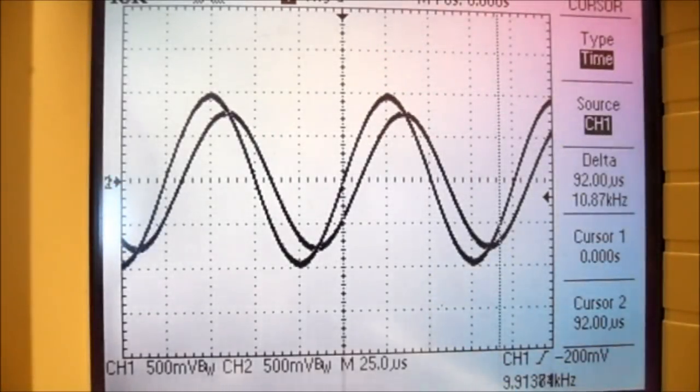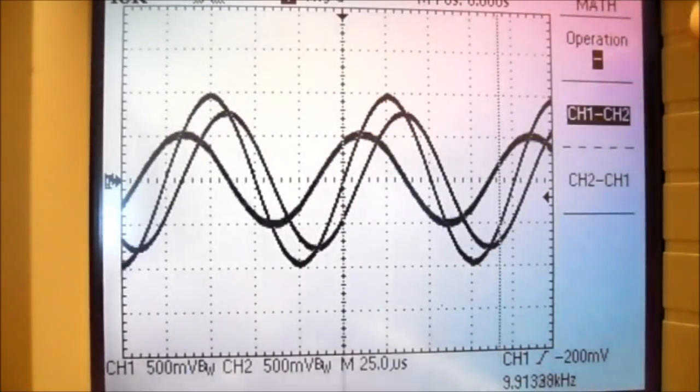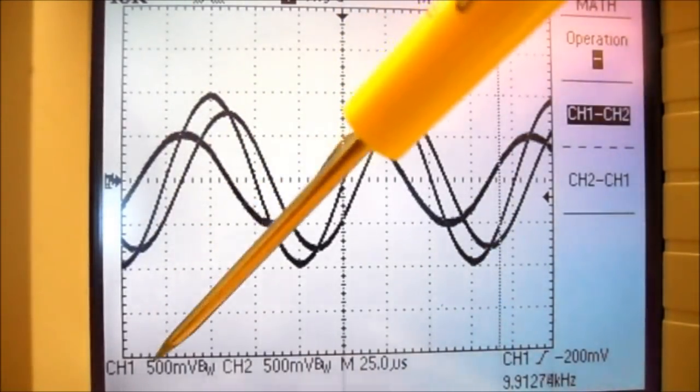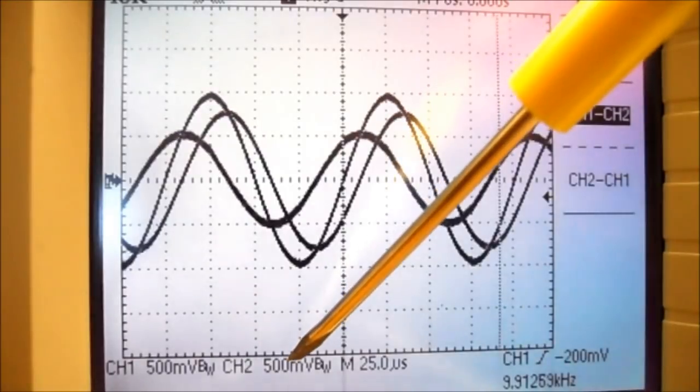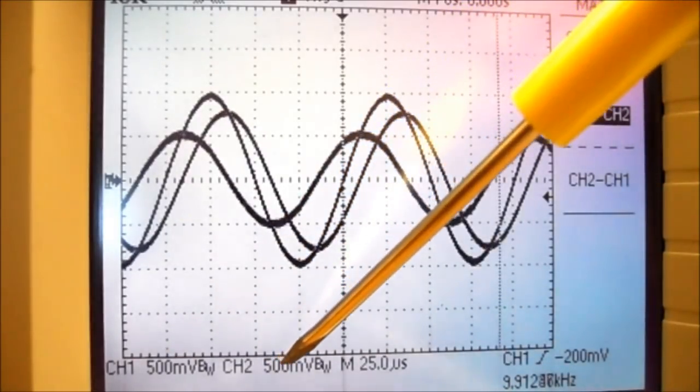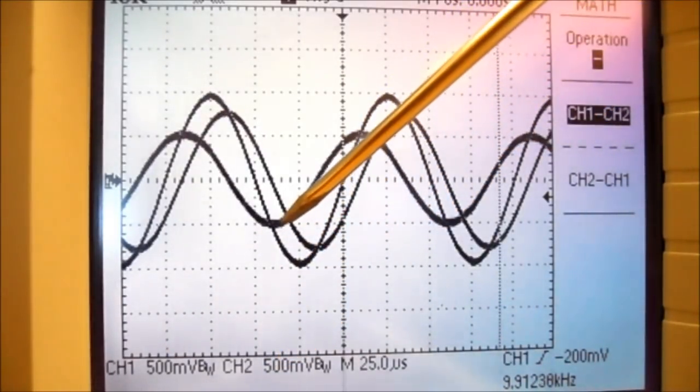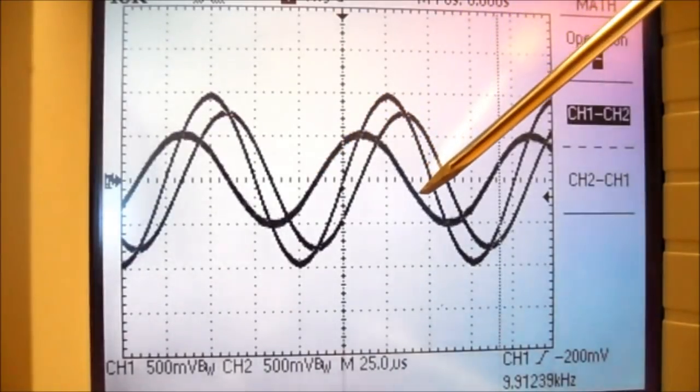Now to find the voltage across the resistor, we're going to use the Math menu button, and the operation is going to be minus, channel 1 minus channel 2. It's very important that when you do this, both your channel 1 and your channel 2 are on the same volts per division, or else the math will not be calculated correctly.